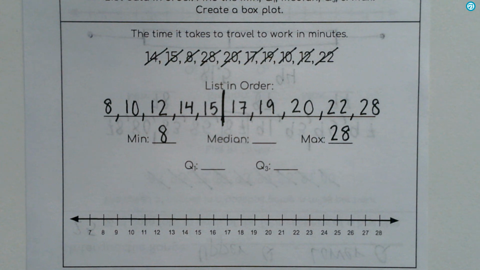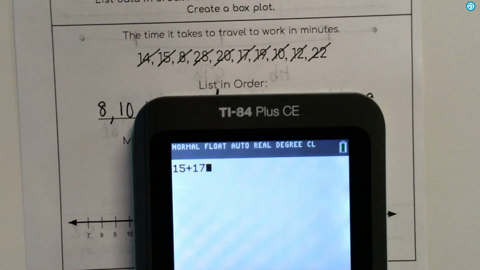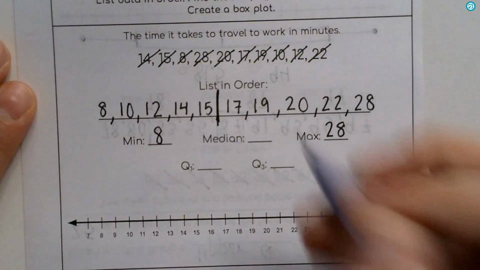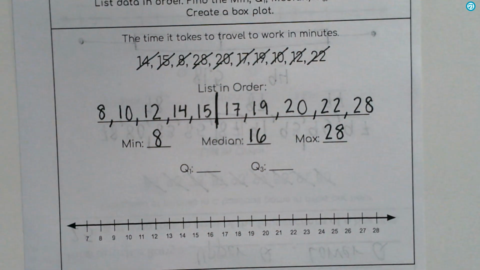But right now, to find our median, we could either say what's halfway in between 15 and 17, which is 16, or we could add them together. 15 plus 17 divided by 2, and we would get 16. So I've got a median of 16. Then we are ready to do our lower quartile and our upper quartile.